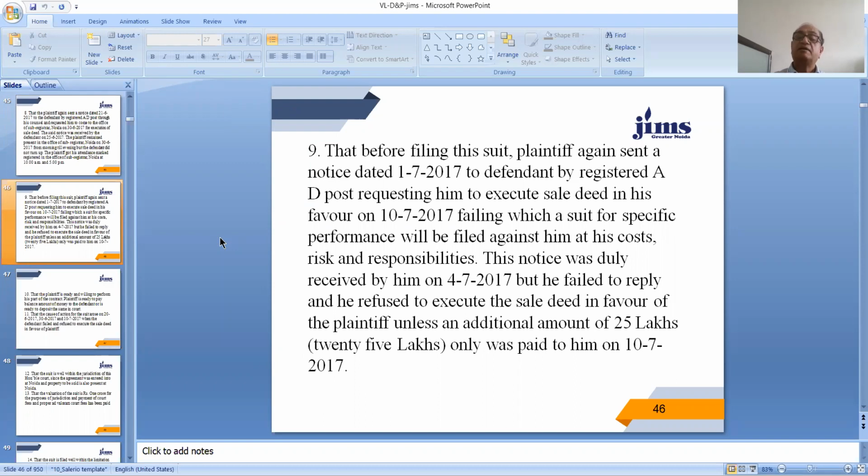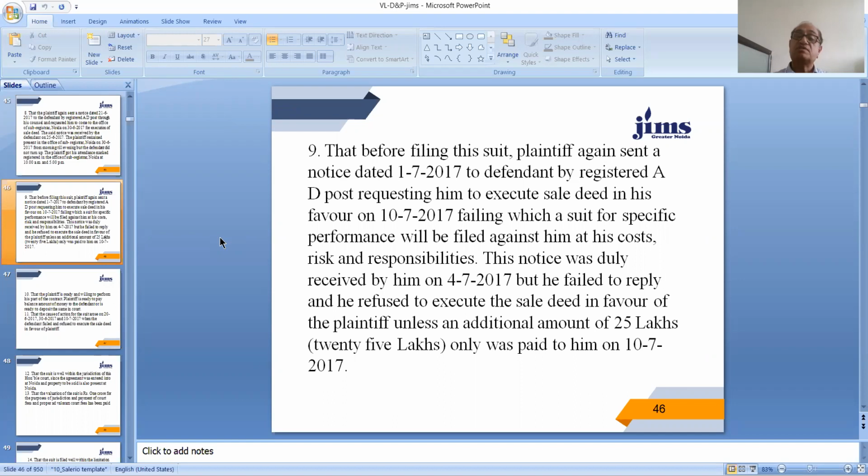30th June has expired. Now, before filing a suit, I advise you as a lawyer that you should issue a final notice to the defendant. Otherwise, in the absence of this final notice, court may or may not award you the cost of the suit. So para 9 says that before filing the suit, plaintiff again sent a notice dated 1st July 2017 to defendant by registered AD post, requesting him to execute the sale deed in his favor on 10th July, failing which a suit for specific performance will be filed against him at his cost, risk, and responsibility.